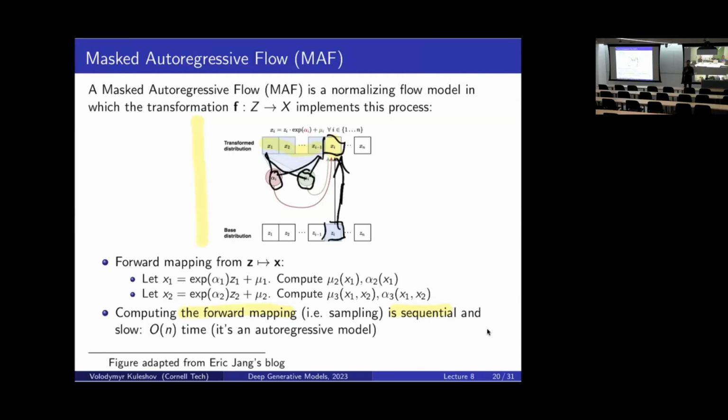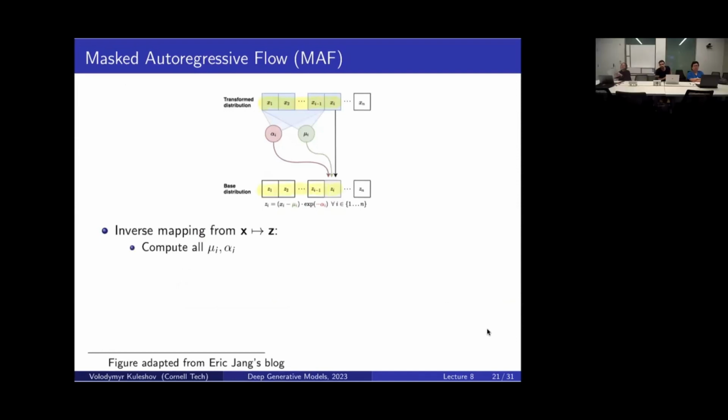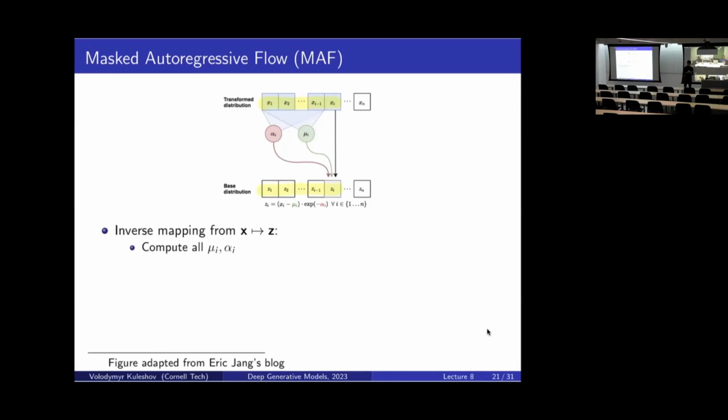Okay, I just want to talk about this thing again. So this is the forward mapping. We can define an inverse mapping. How do we define the inverse mapping? Well, now in the inverse mapping, we have all of these x's, and our goal is to compute the z's at the bottom. So given that I have all these x's, I can compute all the alphas and all the mu's in parallel. I can compute all these parameters at the same time.